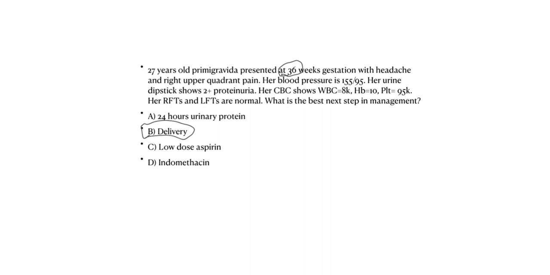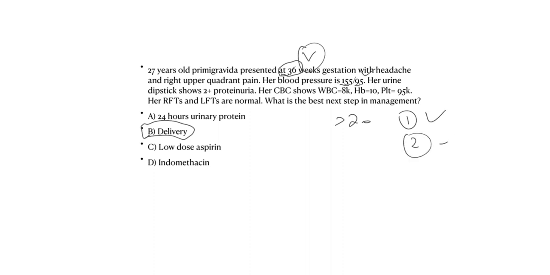Now, whenever you get a question about hypertension, first of all, know if the patient fulfills the criteria of preeclampsia that we talked about. So what was the criteria? Greater than 20 weeks gestation. Is this patient at greater than 20 weeks gestation? Yes, so one criterion is met. Second, systolic should be greater than 140, which this patient has. Diastolic should be greater than 90, which this patient has. So the second criterion is also fulfilled.